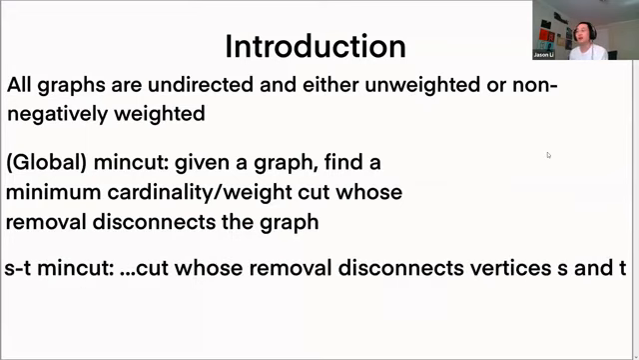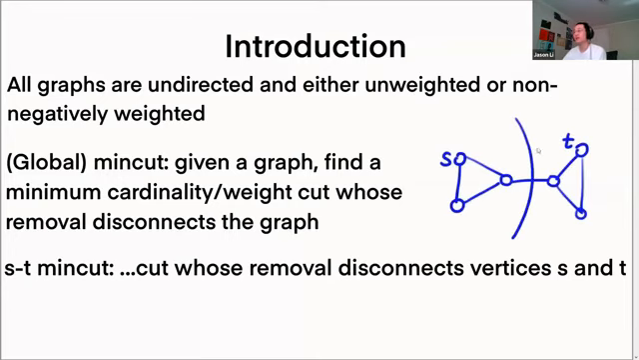And a very similar problem is the ST min cut, which is: fix two vertices S and T, find the min cut that disconnects S and T. So for example, for this graph here, this cut denoted by just this single edge, whose sides are the left and right, has size 1. It's a min ST cut and also a min global cut.